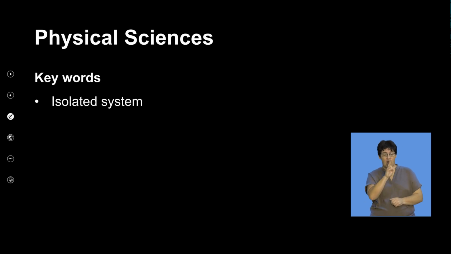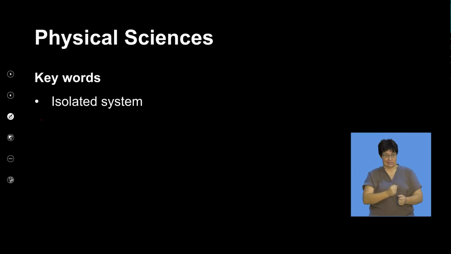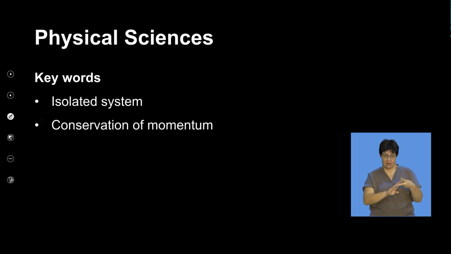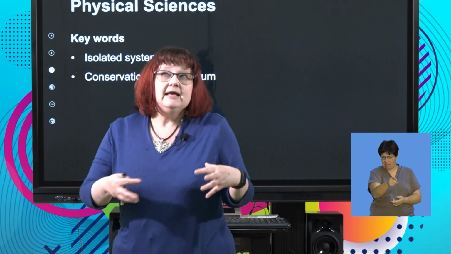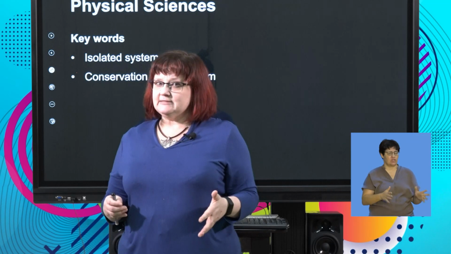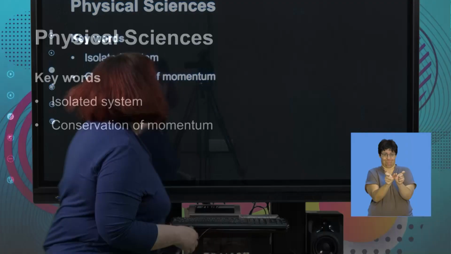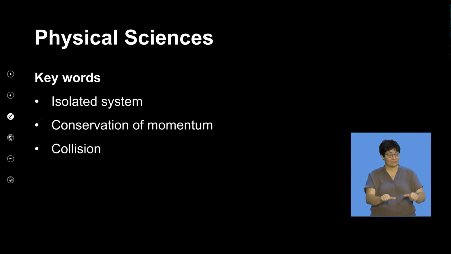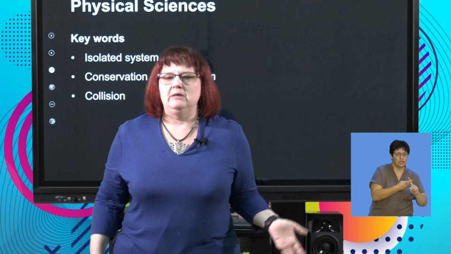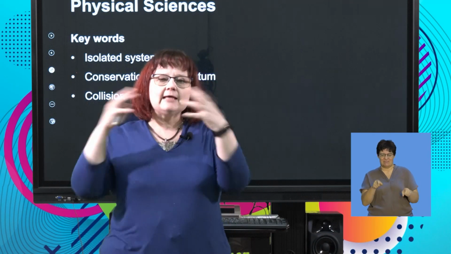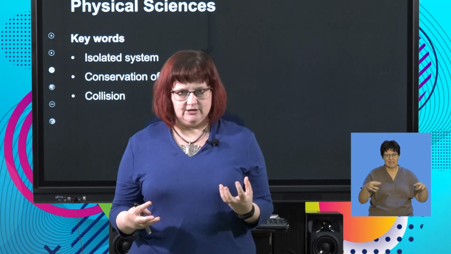We're going to look at the word isolated system. You should have heard this term before, but I'm going to go through it in detail so you know. We're then going to look at the conservation of momentum. You should know what conservation means because you've heard it in terms of energy. And we know what momentum is, so we're going to put the two concepts together. And then we're going to look at collisions that could also be explosions, okay? In this section of work, when we talk about a collision, we could also mean an explosion. They go together. It's the same type of situation, okay?